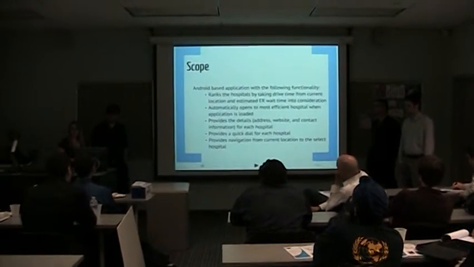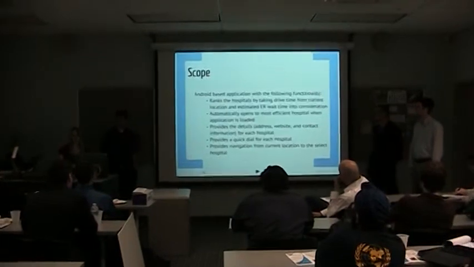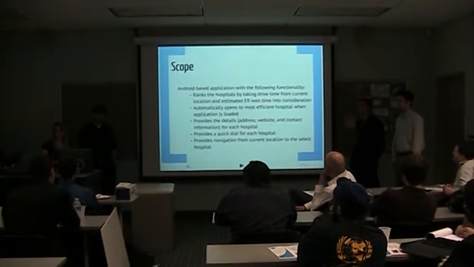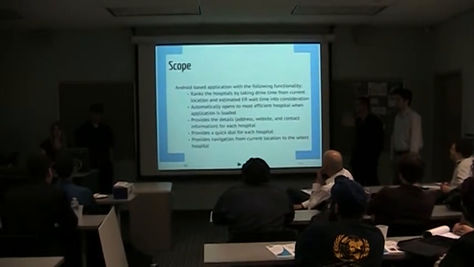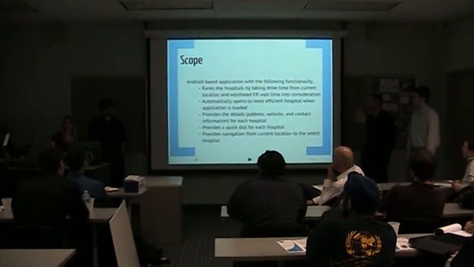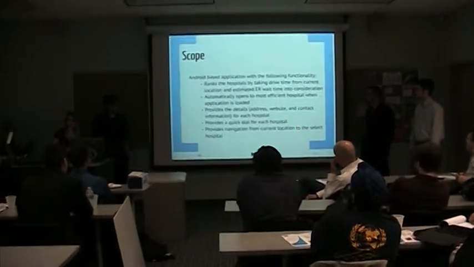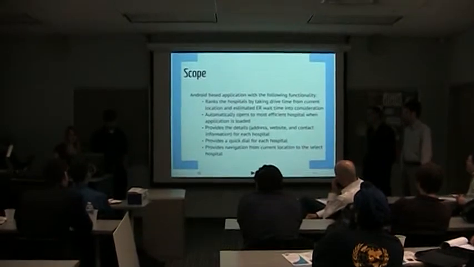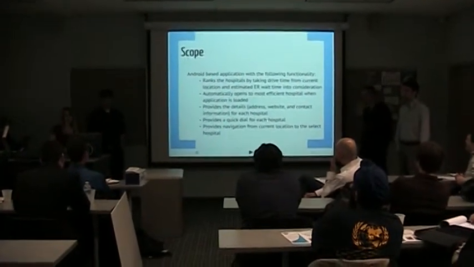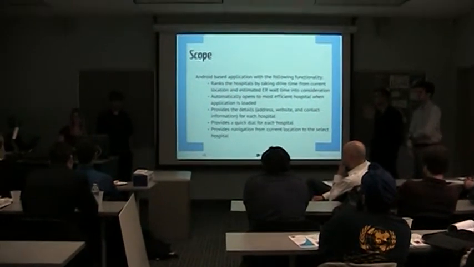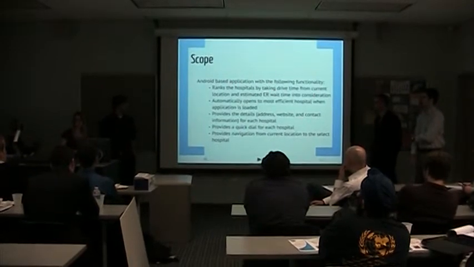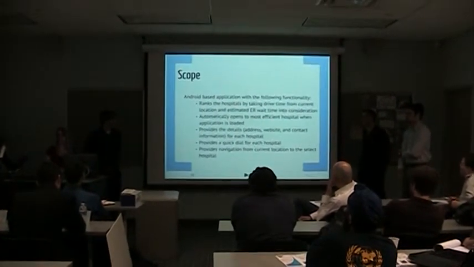Our scope is an Android-based application, and when you enter the application, it ranks the hospitals by taking the drive time from your current location and the estimated ER wait time into consideration. It automatically opens up to the most efficient hospital when it's loaded. It provides details such as the address, the website, and the contact information for each hospital. It also provides a quick dial for each hospital and navigation from your current location to the hospital that you select.